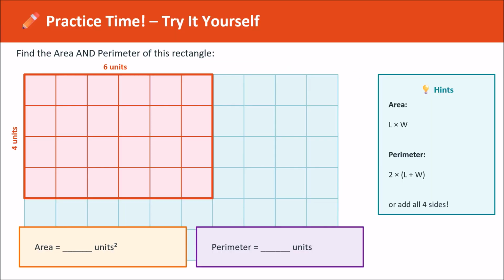Alright, Math Explorers, now it's your turn. Pause the video right now and try this practice problem. Here's a rectangle on the grid. It is 6 units wide and 4 units tall. Your challenge is to find the area, how many squares are inside, and find the perimeter, what's the total distance around. Use the hint box if you need the formula. Go ahead, press pause, figure it out, and come back when you are ready.